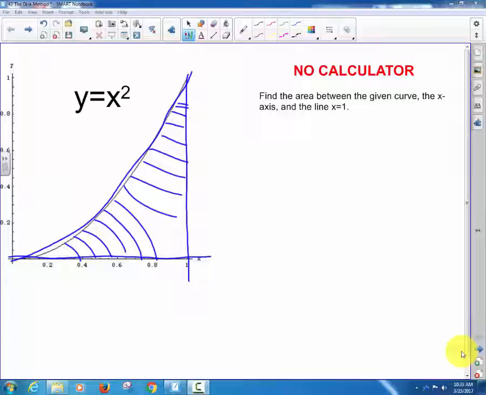What would be the integral that we set up to solve that problem? Who can tell us? Top minus bottom, which is what? X squared minus 0, so we'll just write it as x squared. And what are our limits of integration? 0 to 1. So we're starting right here. We're going all the way to right here.